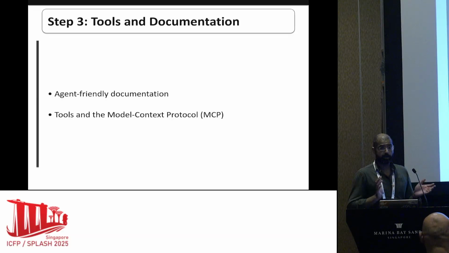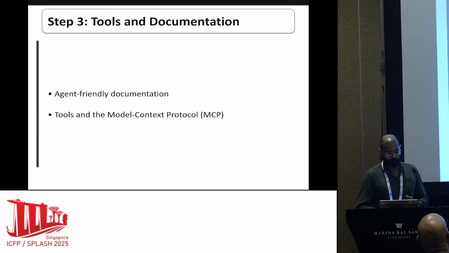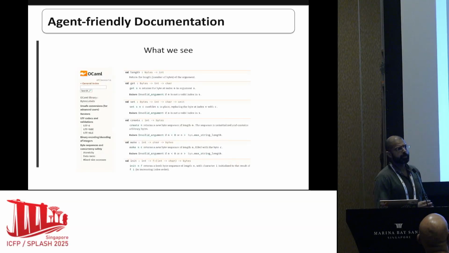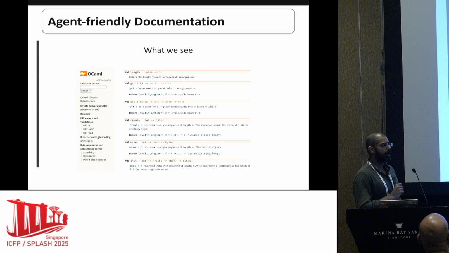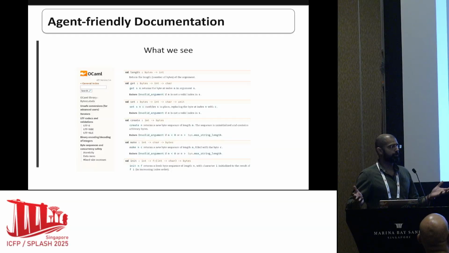There's two main ways that we can do that as a community. First is agent-friendly documentation, and the second one is supplementing the agents by giving them tools that mean that they can better manipulate OCaml code bases and better navigate them. So when it comes to agent-friendly documentation, if you go to ocaml.org, and in fact, I don't even know what bytes labels.